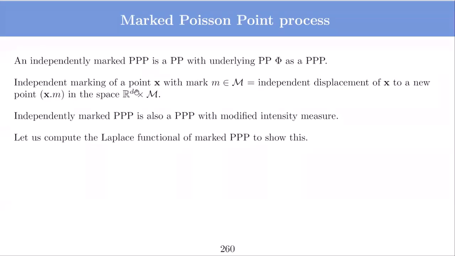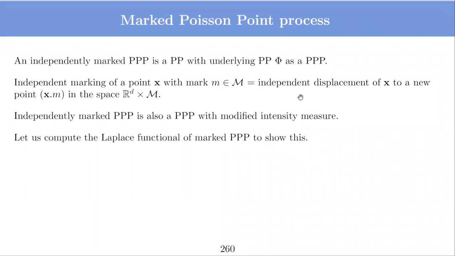Independent marking of a point x with mark m can be seen as an independent displacement of x to a new point (x, m) in the space R^d cross the mark space. So if you have a point and you assign a mark, you are expanding the coordinate to (x, m), and that's a point in the R^d cross M dimension. It just means that you are taking this point and putting an equivalent point in this space. So this is like a displacement.